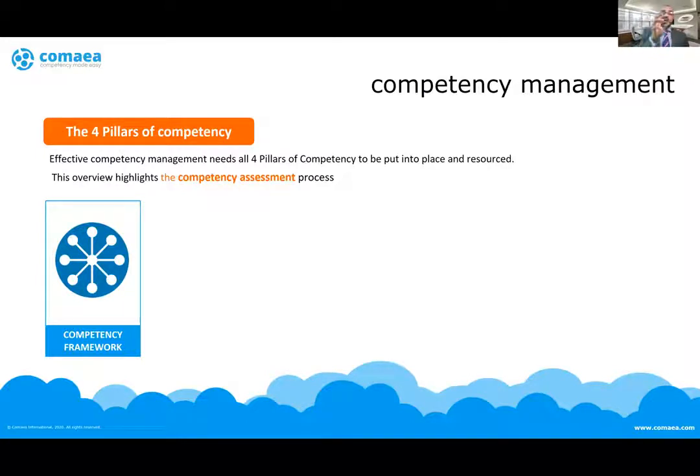And remember, we are not framing competencies looking at the individuals. We are framing competencies looking at the profile of that job. We are focusing on the job.